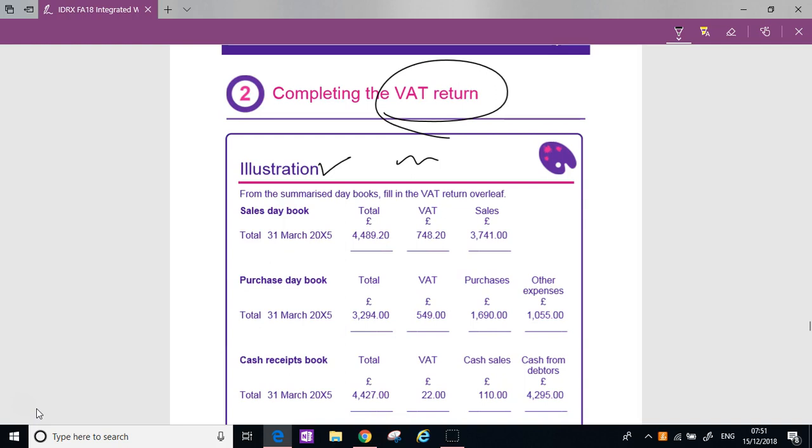The key point here is when we talk about this idea of a sales day book, if someone walks into your business or your organization and hands you over a total amount of £4,489.20, in effect they are giving you, in addition to what is yours, a tax levied by the government. So you are, for a short period of time, keeping some money for the government, so you owe the government. This is a liability. I'm sure you know that already.